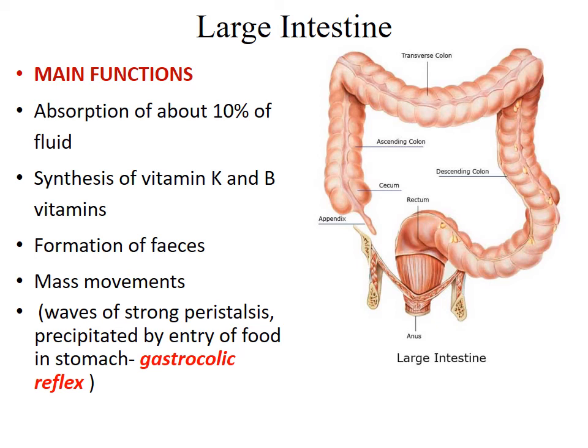Synthesis of vitamin K and B vitamins takes place in the large intestine, and that is the place where the formation of feces takes place. That's towards the last part, because all the undigested materials will be entering this. And here you will see a kind of movement called mass movement or mass peristalsis. Waves of strong peristalsis are triggered by the entry of food into the stomach. It is called the gastrocolic reflex. So this is a kind of reflex connection between the stomach and the colon.